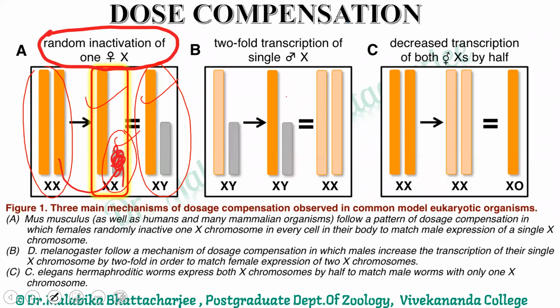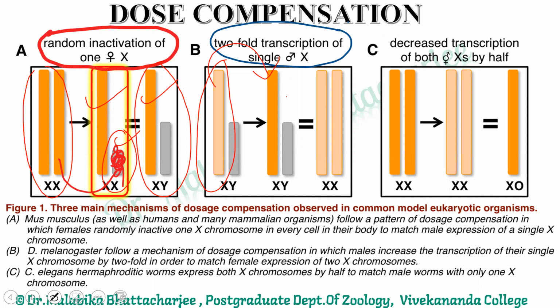In Drosophila, what happens? There is a single X chromosome present in males, and this X chromosome is hyperactivated to give an amount of products similar to that obtained from the 2X chromosomes of the females. So the single X chromosome in the Drosophila male is hyperactivated. As you can see, a twofold increase of transcription occurs in the single male X.